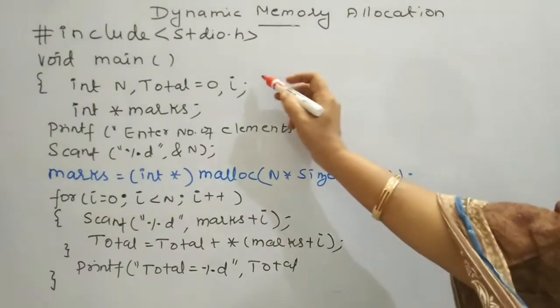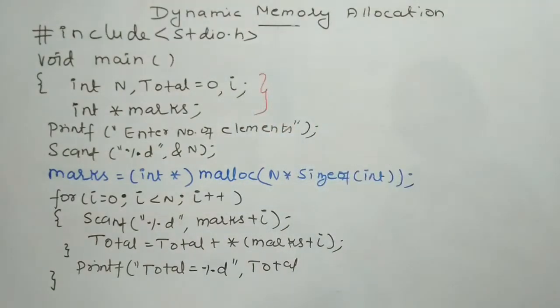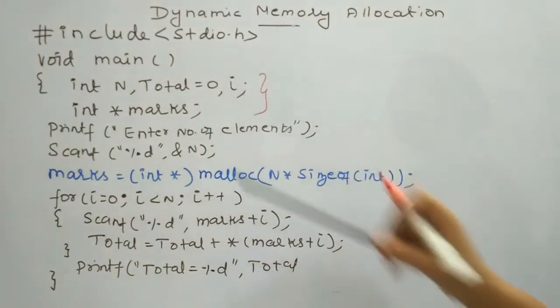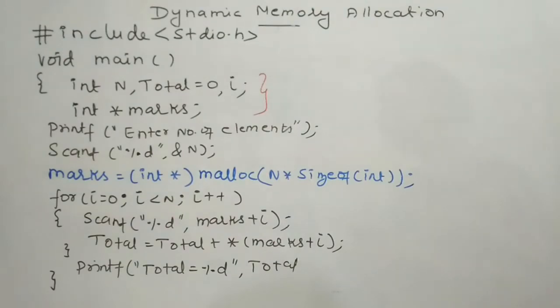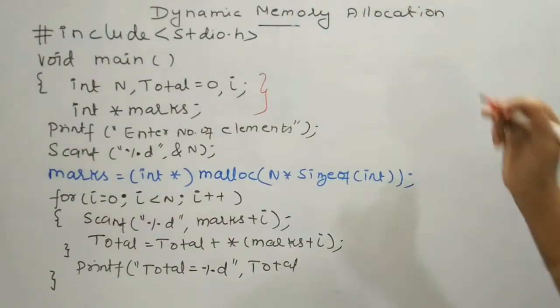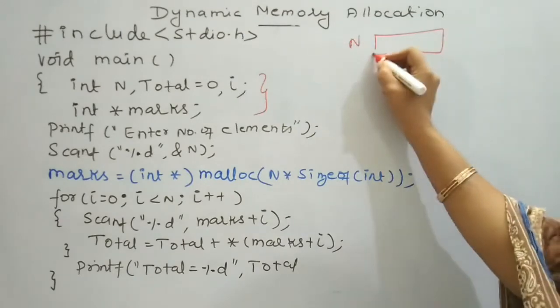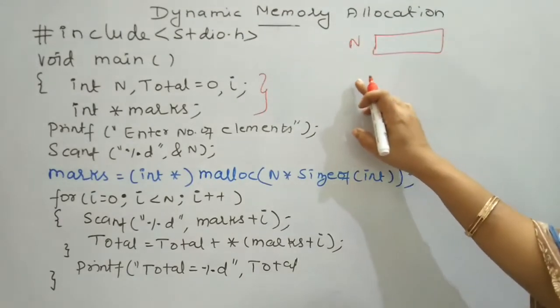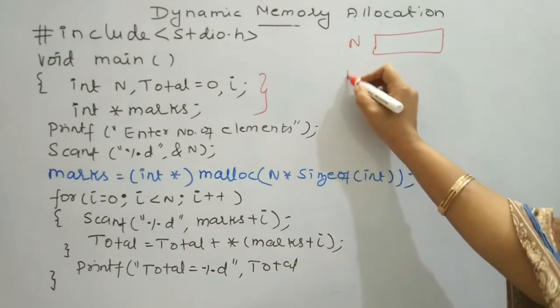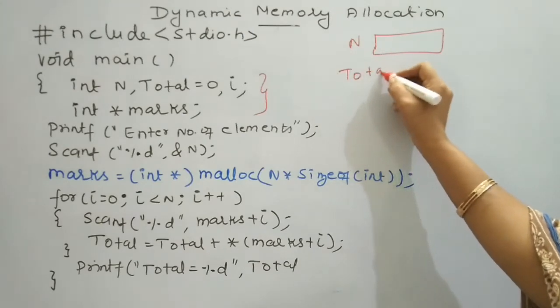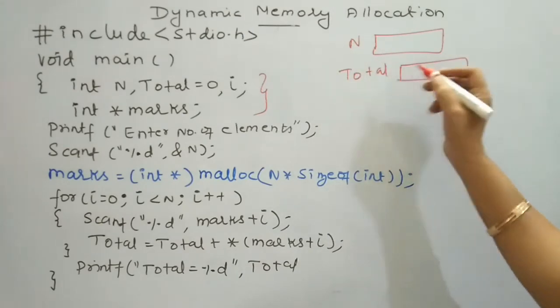These first two statements will be processed by the compiler during compilation time. Though these two statements are declaration statements, the compiler will allocate memory addresses for the variables declared using static memory allocation. For example, we have declared variable n as an integer, so it allocates 4 bytes of memory. For total also it allocates 4 bytes of memory.